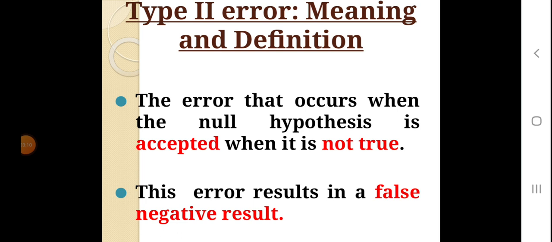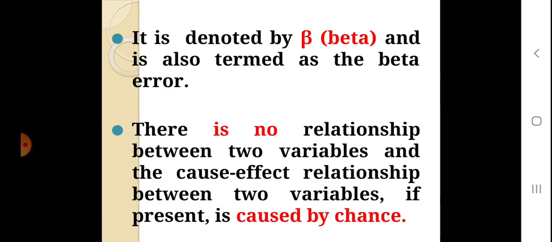The type 2 error results in a false negative result. Means type 2 error is equivalent to a false negative. A type 2 error is also known as a false negative and occurs when a researcher fails to reject the null hypothesis, which is really false. And dear students, this type 2 error is denoted by the Greek letter beta and is also termed as beta error.